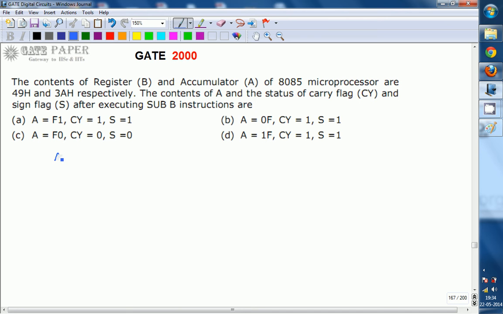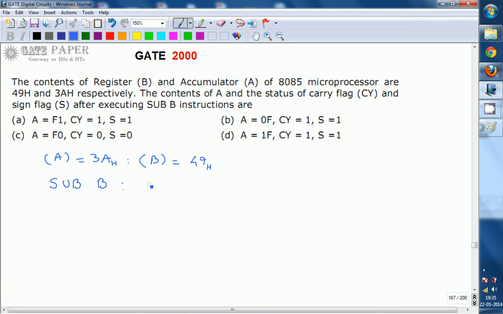So the given values are: the contents of A are 3AH and the contents of B are 49H, 49 hexadecimal. The instruction to be executed is SUB B. The meaning of SUB B is to subtract the contents of B from the accumulator, and the result is going to be stored in the accumulator, and the flag register is going to be affected by this.